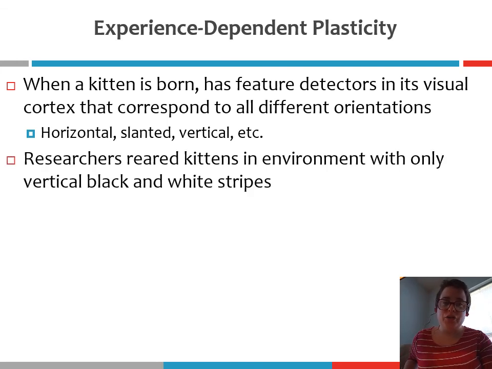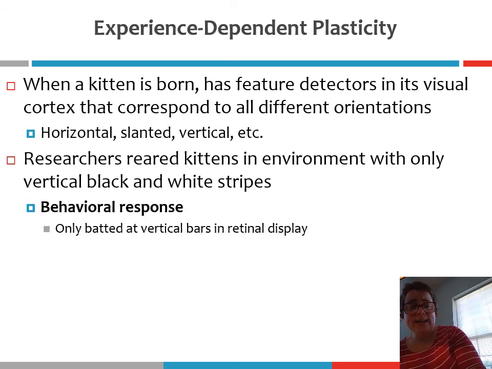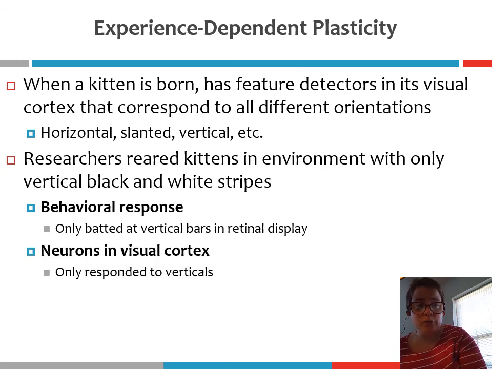Okay, what researchers did in this particular series of studies is they raised kittens in an environment where they were only exposed to vertical black and white stripes. Okay, so these kittens were never exposed to anything horizontal or any stimuli that were horizontal. And so what they did is they looked at both the kitten's behavioral response when exposed to a vertical bar and also the response of individual neurons in the visual cortex.